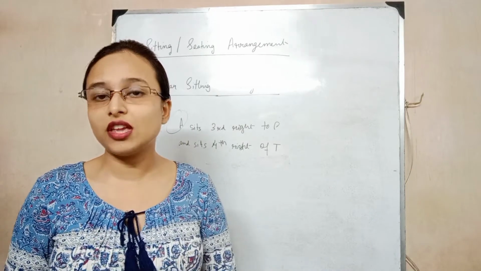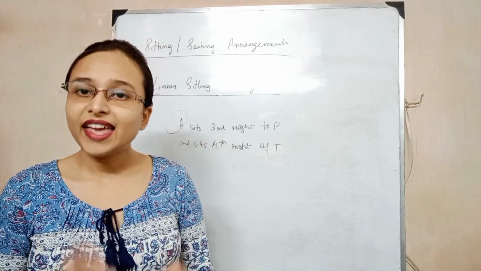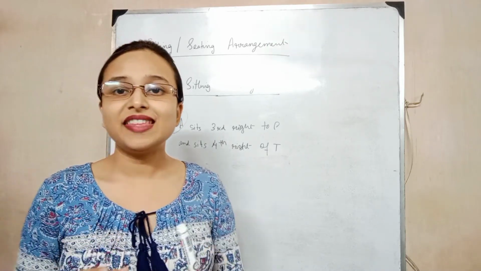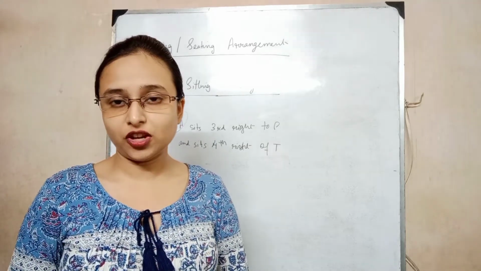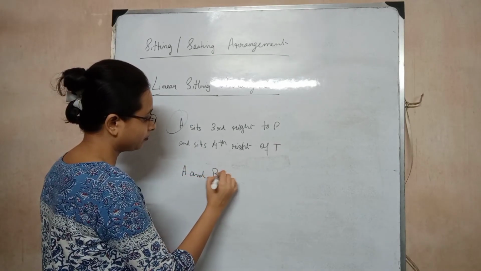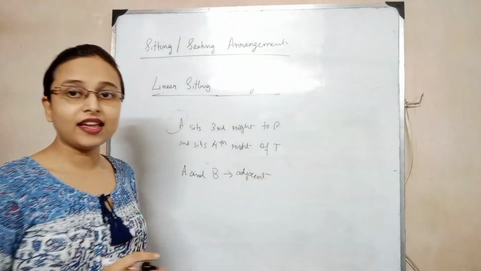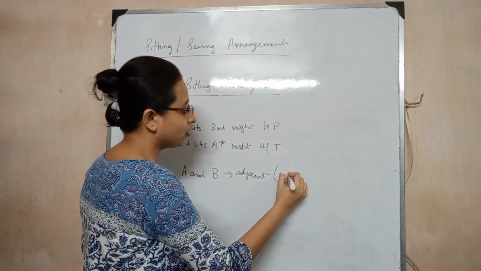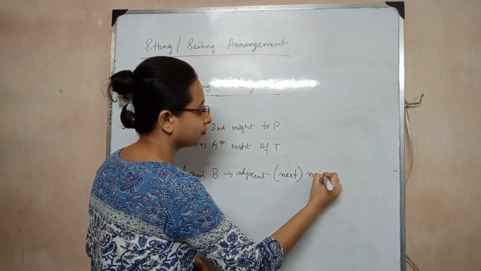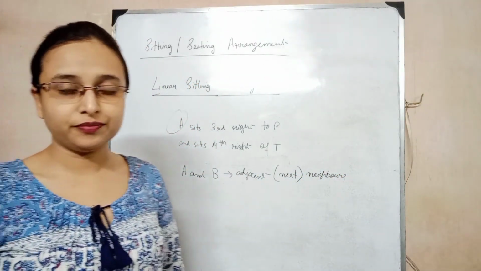Adjacent means next to each other, not opposite to each other. For example, if A and B are adjacent to each other, it means they are immediate neighbors of each other. Let me write down A and B, adjacent, which means that they are just sitting next to each other, or we can even say, neighbors. You might find this kind of word in your question.